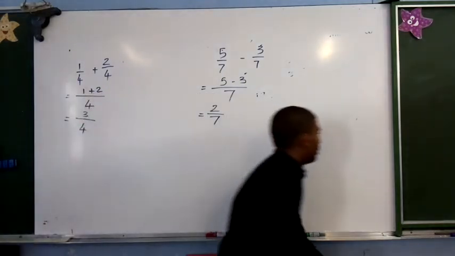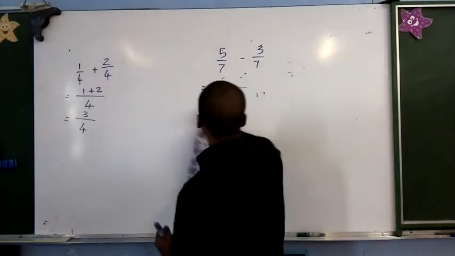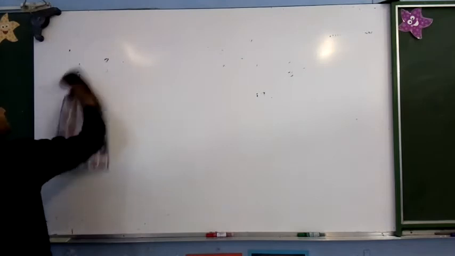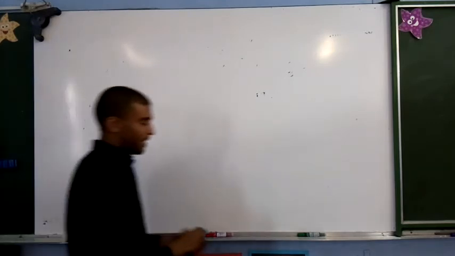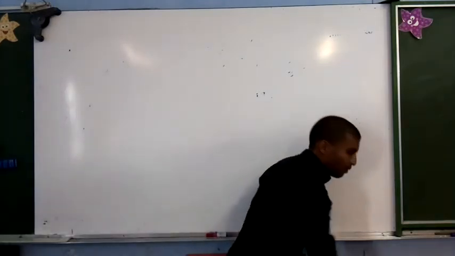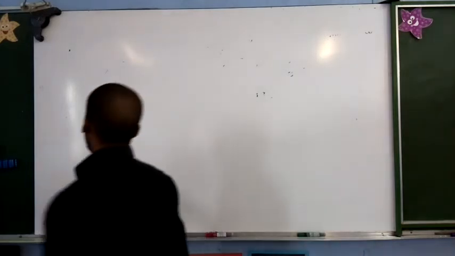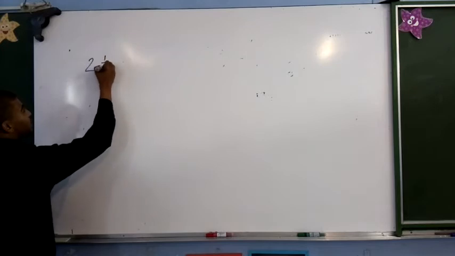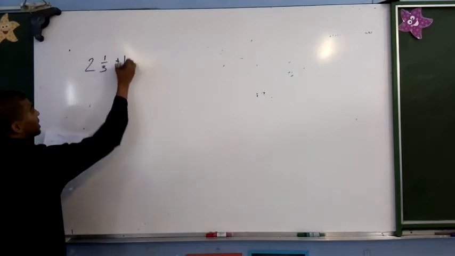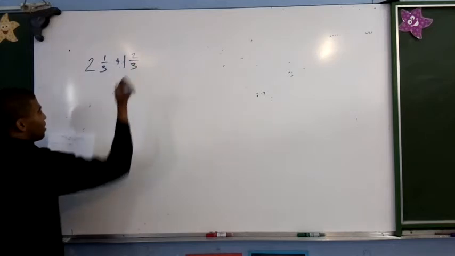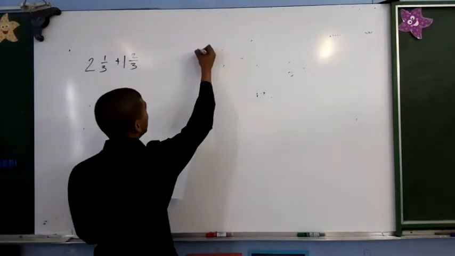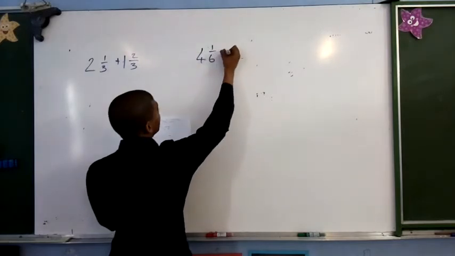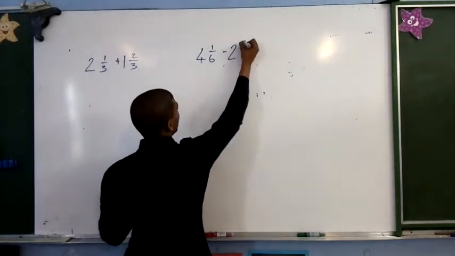Now, what we're going to be doing is adding a little something to this in order to make it a little bit more complicated. We are going to be adding a whole number before our fraction. So if we have 2 and 1 over 3 plus 1 and 2 over 3. Or for our subtraction later, we have 4 and 1 over 6 minus 2 and 2 over 6.